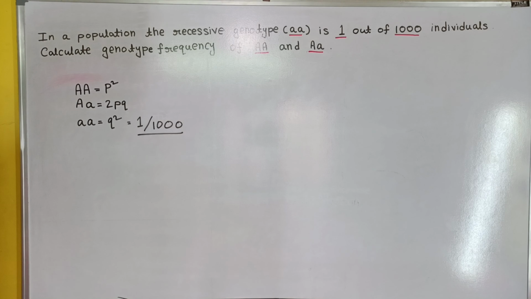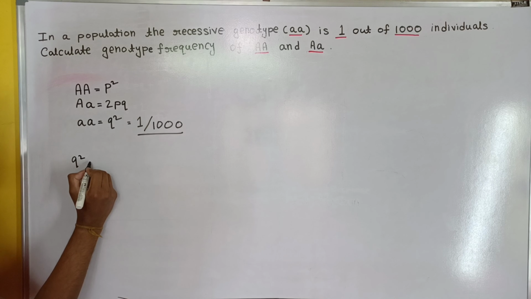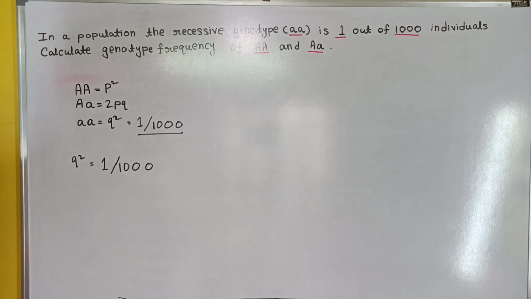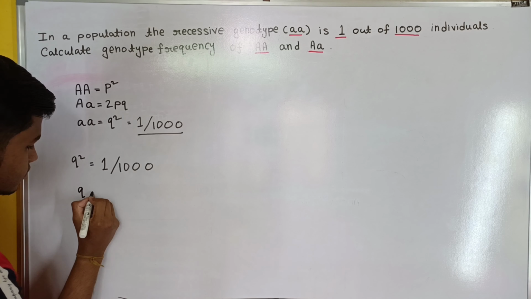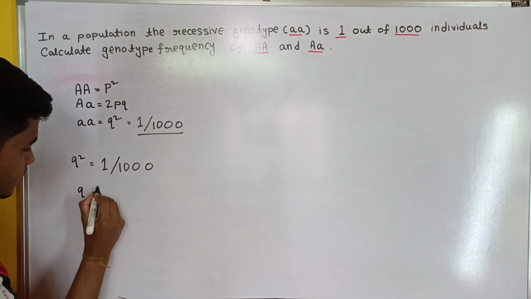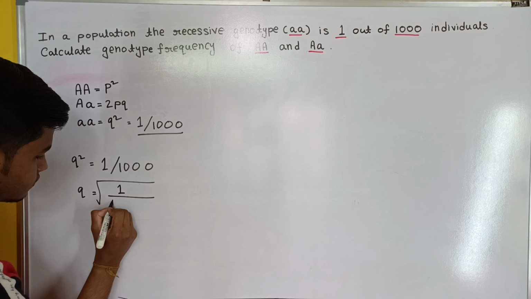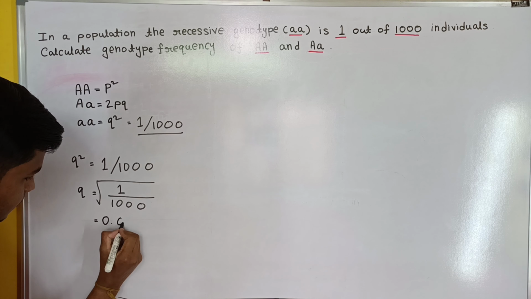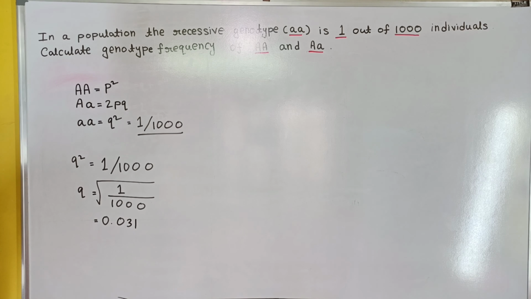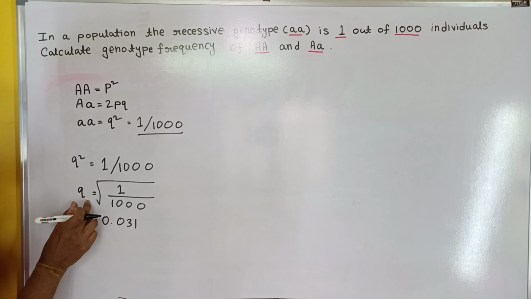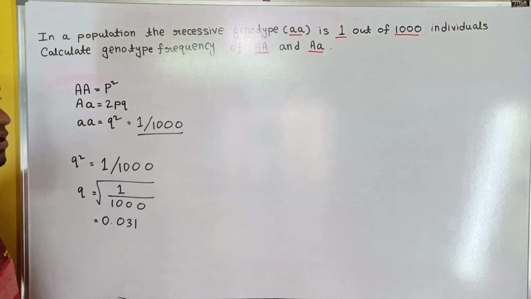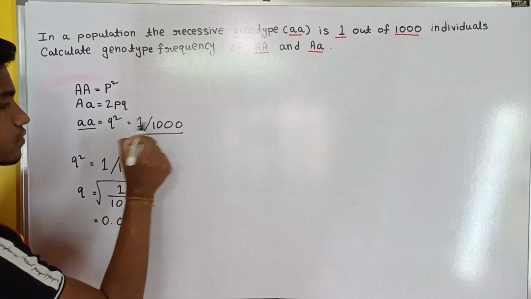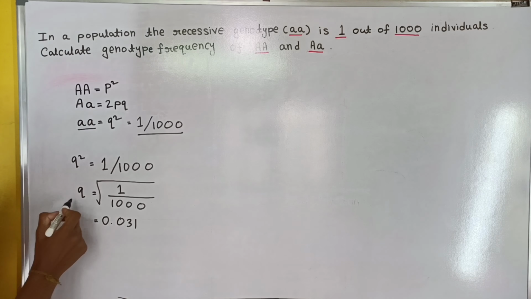So if q square is 1 out of 1000, then to calculate only q, I have to take the root of 1 by 1000, and then I will get 0.031. So basically I have calculated the value of q. Okay friends, it is given in the question that q square, I mean to say small a, is present 1 out of 1000, so I have to calculate q only.